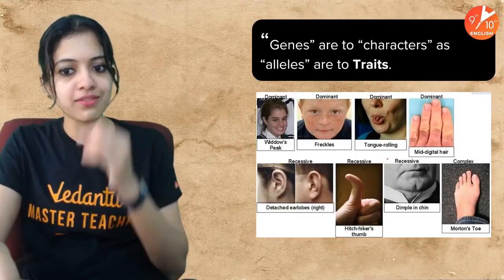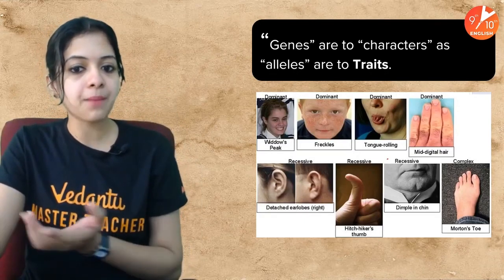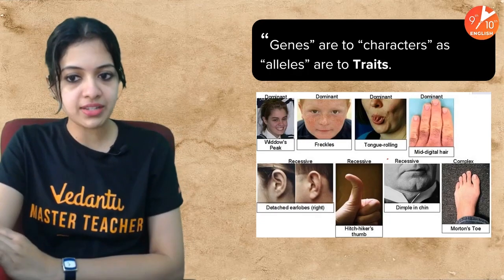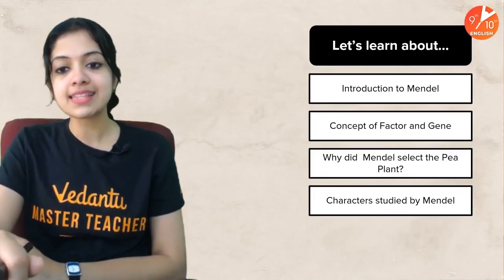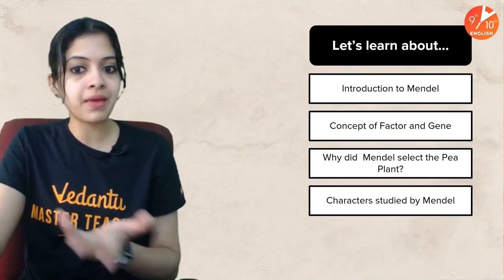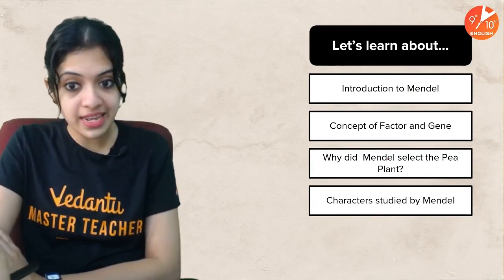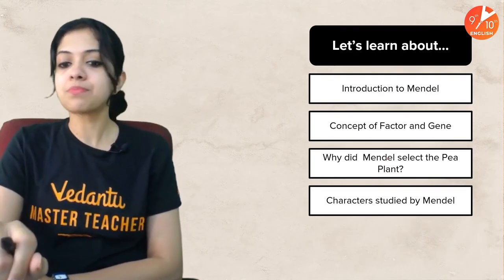Now, here's just to give you a few examples of traits. We've described some dominant and recessive traits for you, just for your reference. Moving ahead, let's today learn about the introduction to Mendel, or rather Mendel's story, the concept of factor and gene, why Mendel selected the pea plant, and the characters studied by Mendel.